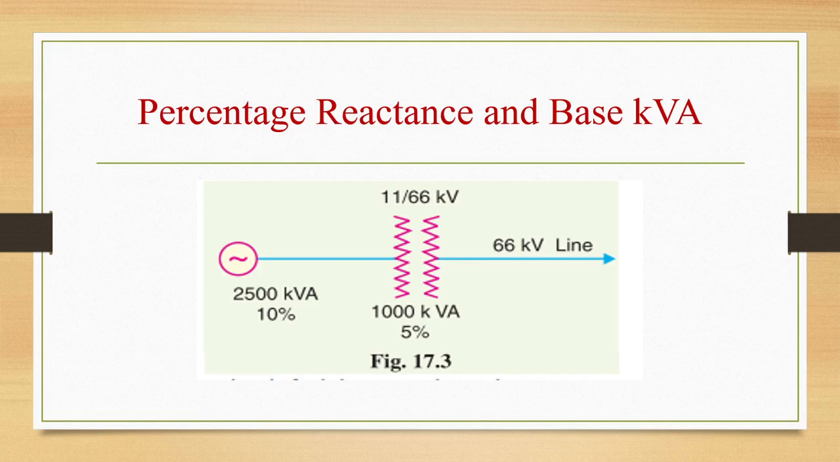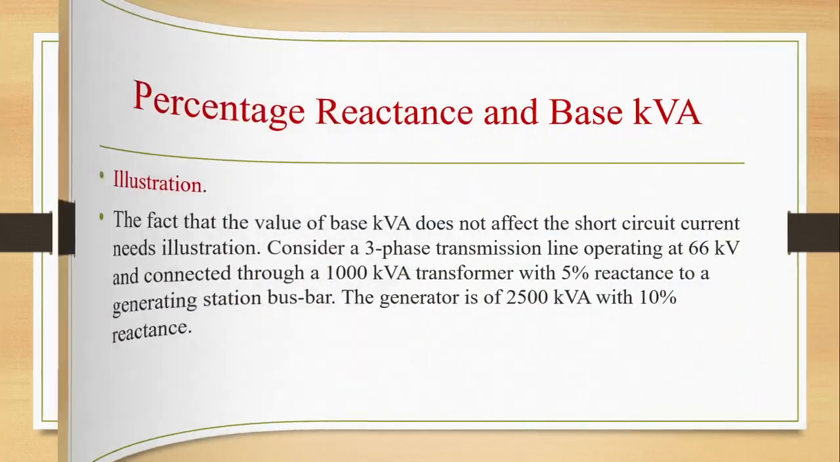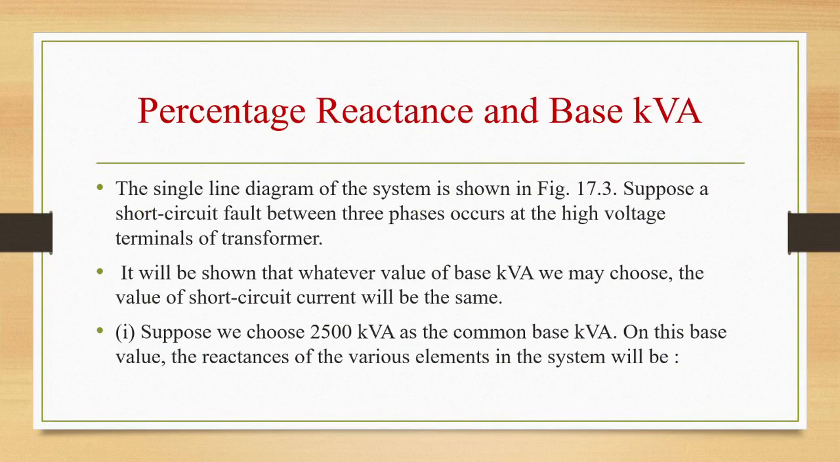Suppose a short circuit fault between three phases occurs at the high voltage terminals of the transformer. It will be shown that whatever value of base kVA we may choose, the value of short circuit current will be the same. So we are taking this example and showing that whatever base kVA we take, whether 2500 kVA or 5000 kVA, we get the same short circuit current value.